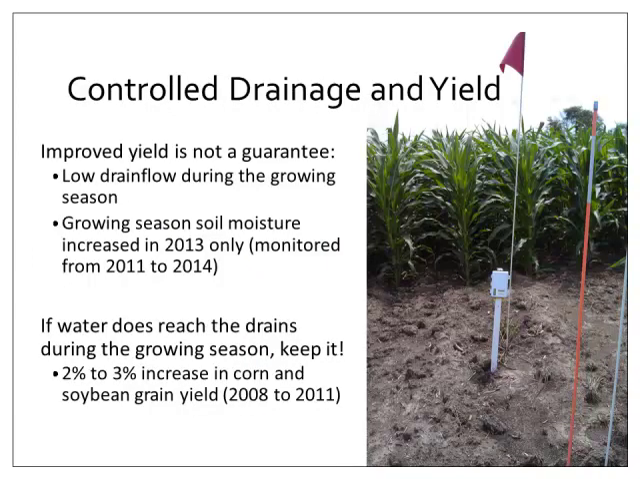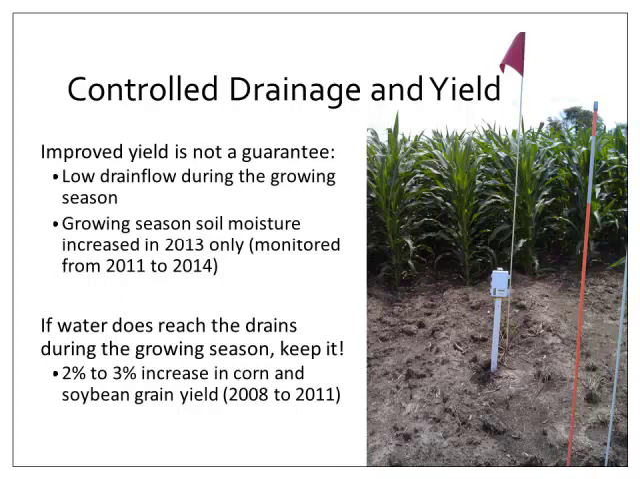So then that kind of leads into my next slide to talk about yield. Improved yield is not a guarantee. Really, we want people to install these structures, and we want them to install them for environmental benefit. And that's really because we have low drain flow in the growing season.